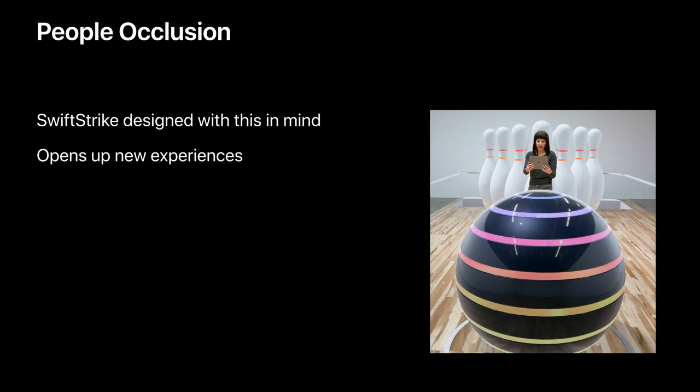When we learned about ARKit 3's person occlusion, we knew right away that we wanted this year's game to be a full-size experience. And we designed it so that you see person occlusion happening right from the start. When you're in starting position, you see the ball in front of you, you see the other player, and you see the pins behind the other player. Right away, person occlusion is a big part of the game.